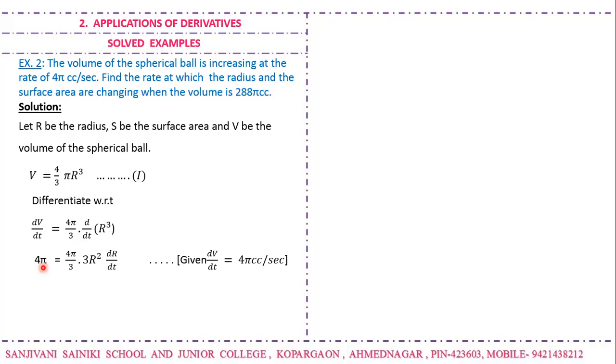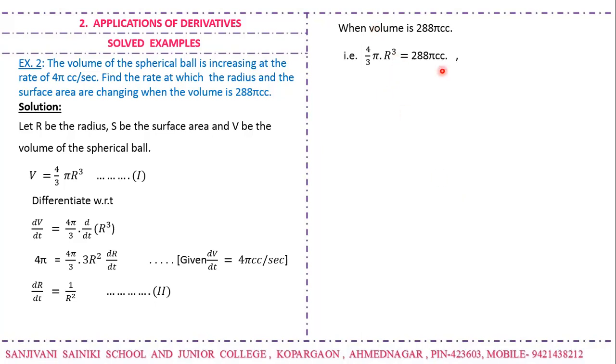So put that value. This 4 pi, this 4 pi will cancel. This 3 is also cancelled. So dr by dt is 1 upon r square. So rate of change of the radius is 1 upon r square. Equation number 2.